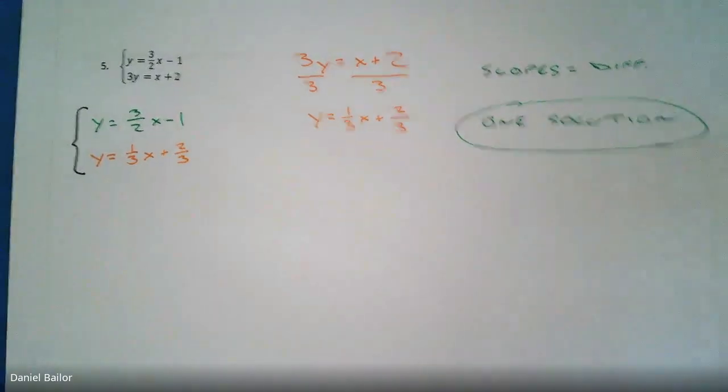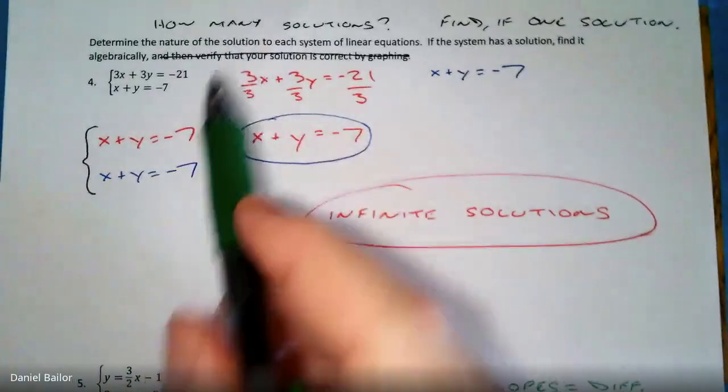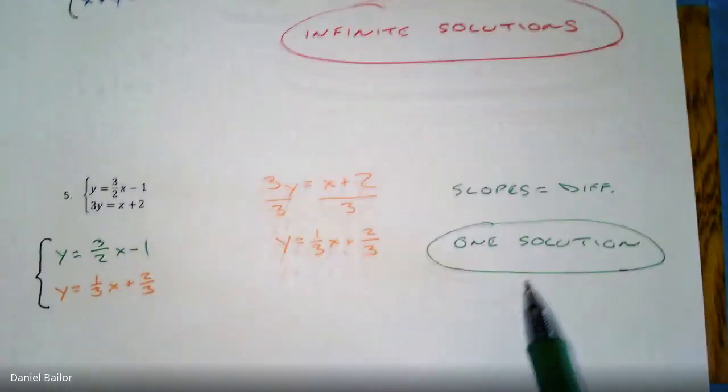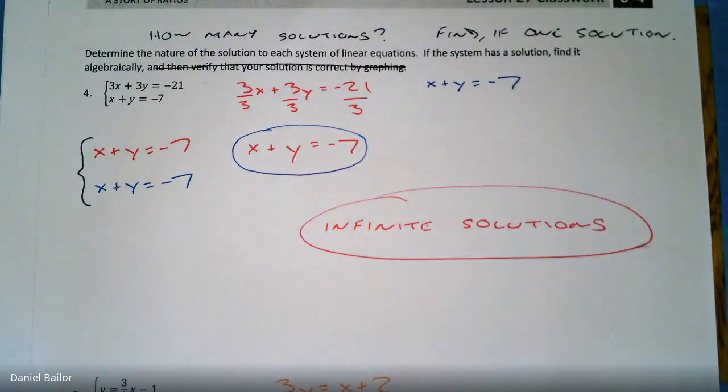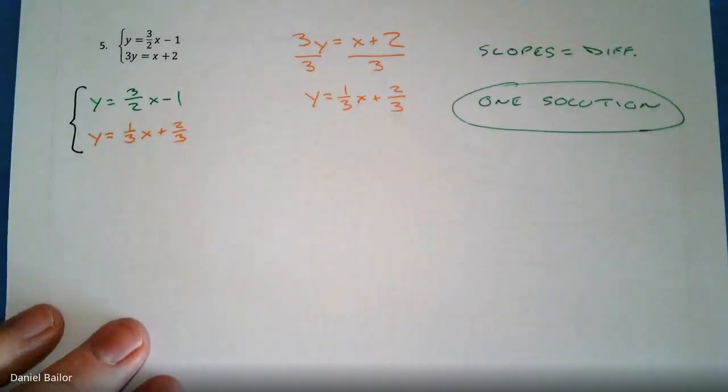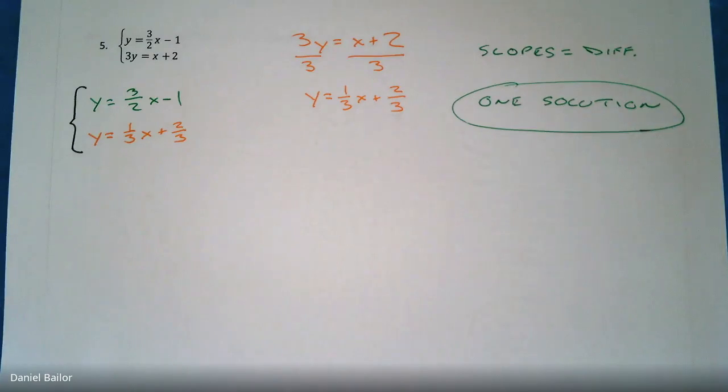And remember the instructions. They want us to find how many solutions. We did that. There's one. But if there is one, we need to find it. So let's find it. Because there's one solution, let's find it. And for that, you'll need the third page of our notes.